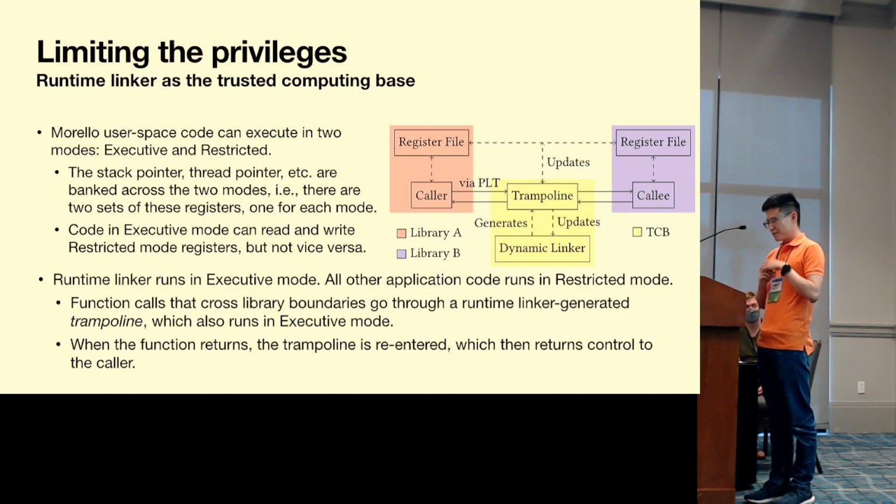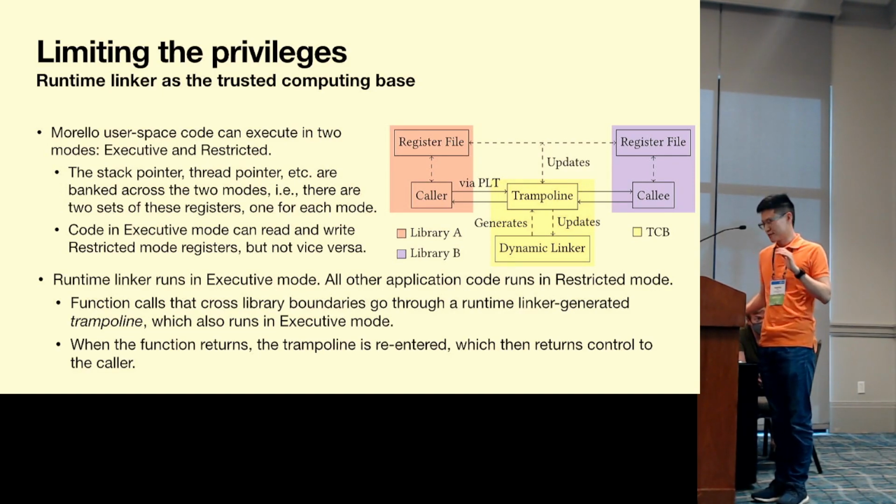First, my work is done on the Morello computer with the CHERI ISA implemented. And Morello has this new feature. Essentially, it has two modes of user space code called executive mode and restricted mode. So in these two modes, the stack pointer, the thread pointer, and some other registers are banked across the two modes, meaning that there are two sets of these registers, one for each mode. So when you switch the mode, you get a different stack pointer, thread pointer, etc.